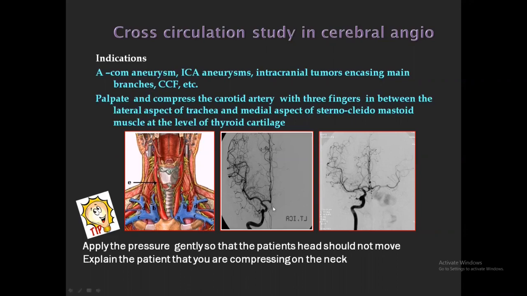To check this, we do a cross compression study, in which we inject through one carotid artery and press at the neck level of the opposite side artery with our fingers. Externally, we apply compression and then we inject, so that we can see in this second image the blood is flowing through a comb and filling the opposite side. This is called a cross compression study.